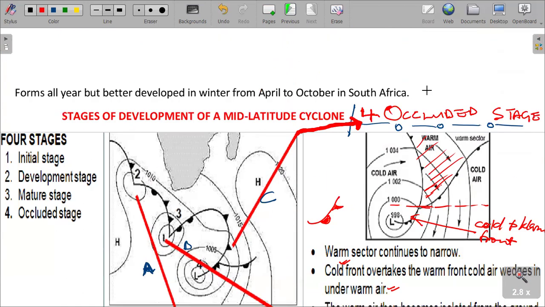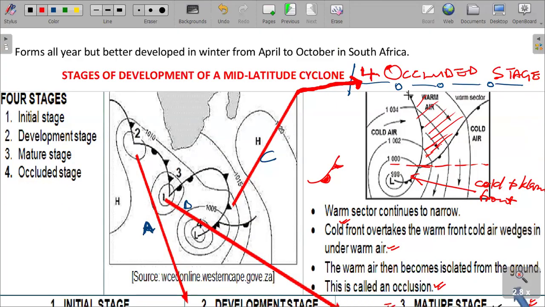Stage 4 is the occluded stage. Finally, other books or authors talk about stage 5, which is the dissected stage. This is the final stage of a mid-latitude cyclone, whereby the cyclone is dying or fading away. The cold front catches up with the warm front along most of its length, and it pushes the warm air of the warm sector upward in this final stage.